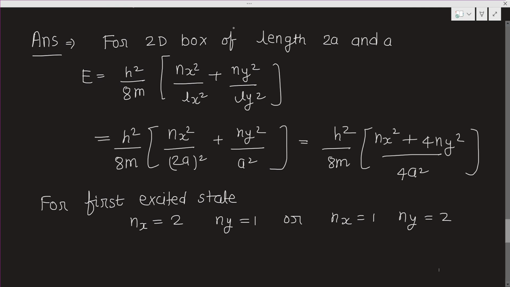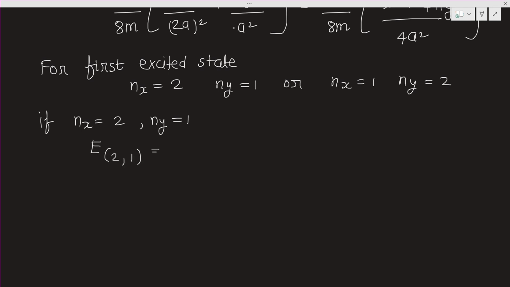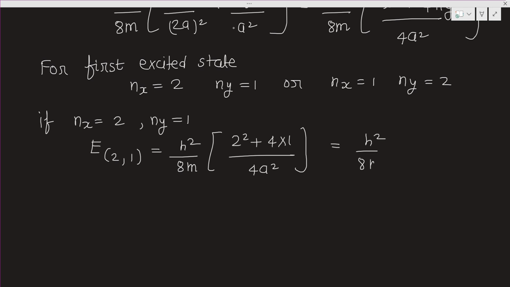Okay. So firstly, suppose nx is equal to 2 and ny is equal to 1, then what are you getting? This is written as E21. That will be equal to h square upon 8m into 2 square plus 4 into 1 upon 4a square. So this will be equal to h square upon 8m into 2 upon a square. This is the value of this state, E21. You are getting it in this manner.